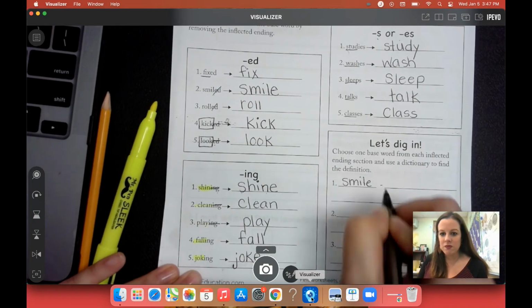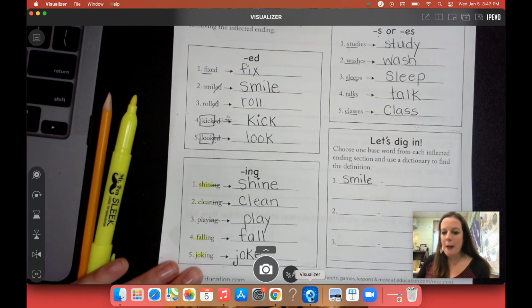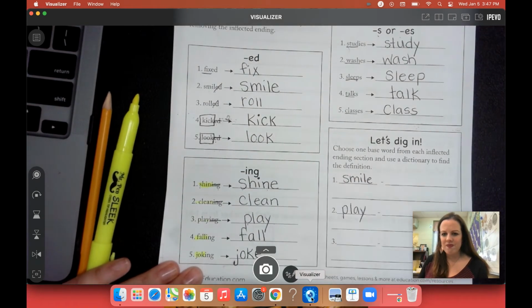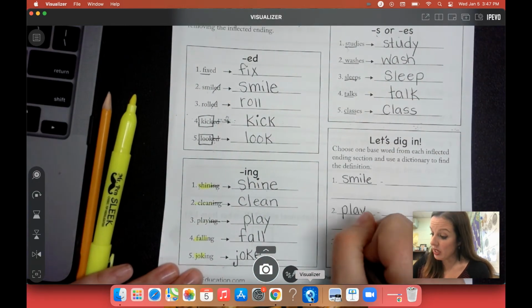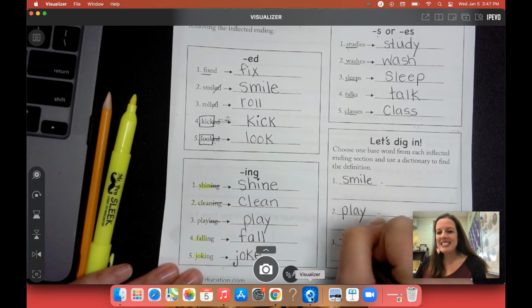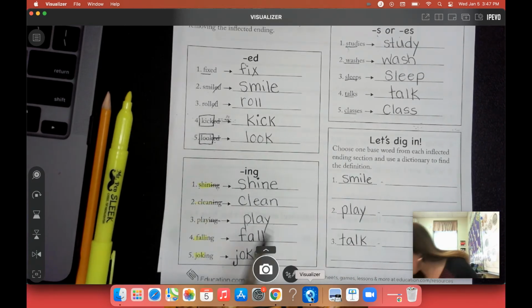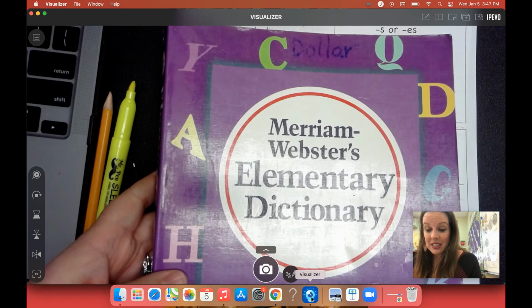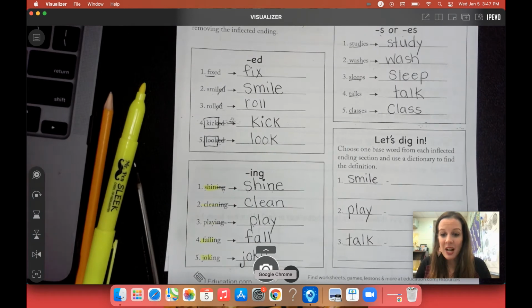Smile. Now I'm going to choose another word. How about the word play? And finally, how about the word talk? I like to talk. Now, it says that I have to find the definition of these words. They'll be much easier to find now that I've taken off their endings and I'm just searching for the base word. I can look the word up in the dictionary to find the definition, or I can type the word into Word Central. I'm going to show you how.